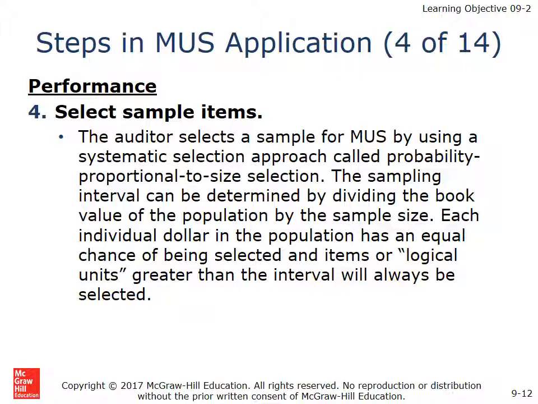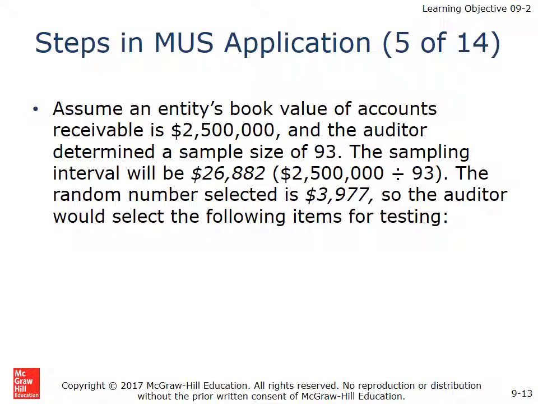Each individual dollar in a population has an equal chance of being selected. And items, or what we call logical units, greater than the interval will always be selected. Always. For example, assume the book value of accounts receivable is $2,500,000, and the auditor said there needs to be a sample size of 93. The sampling interval will be 26,882.